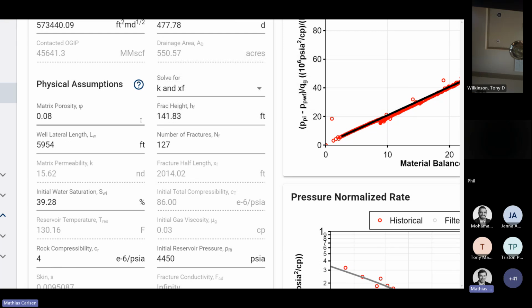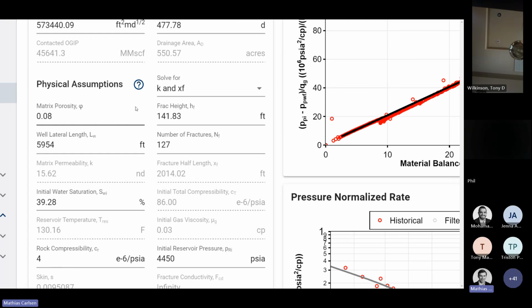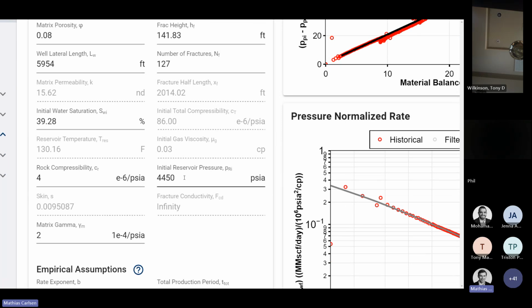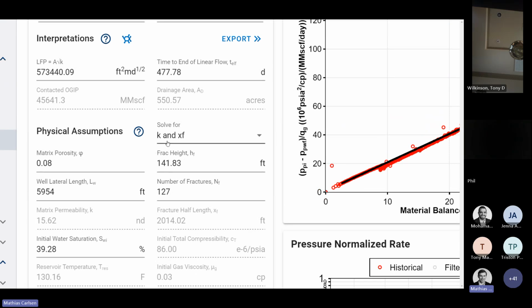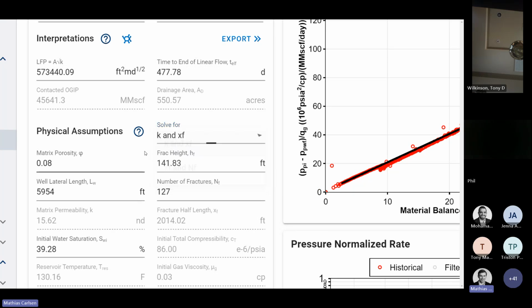So this is a well from SPE. This has been an assumption that's been provided to us by the SPE. This is the porosity, this is the fracture height, number of fractures, well lateral length, and these are some of these resolved parameters. This is the water saturation, rock compressibility, initial reservoir pressure, and in this case we've solved for K and XF. You could also solve for XF and NF if you wanted to do that over here.